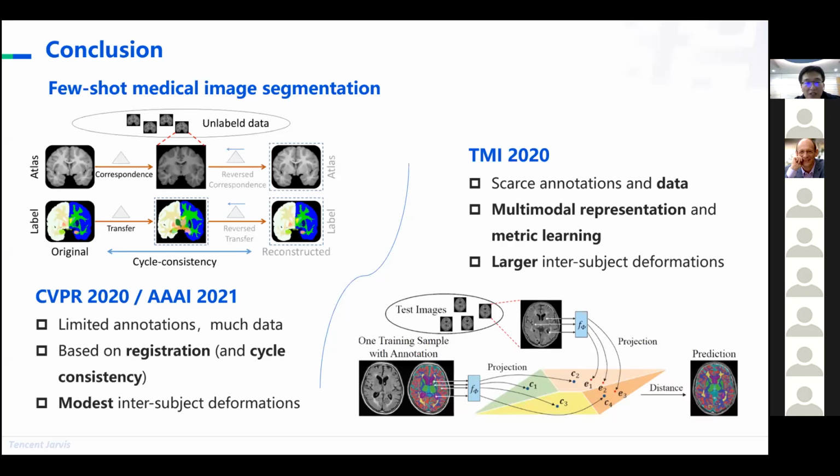On the right-hand side is the TMI 2020 work, and it can deal with scarce annotations and scarce data. It is based on multimodal representation learning and metric learning. And due to its formulation, it can better handle large inter-subject deformations, such as abdominal organ segmentation.